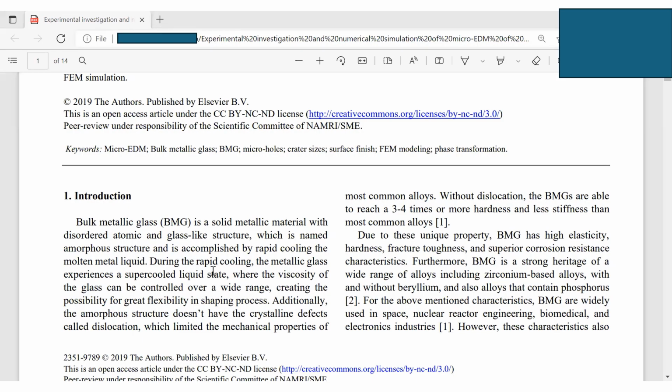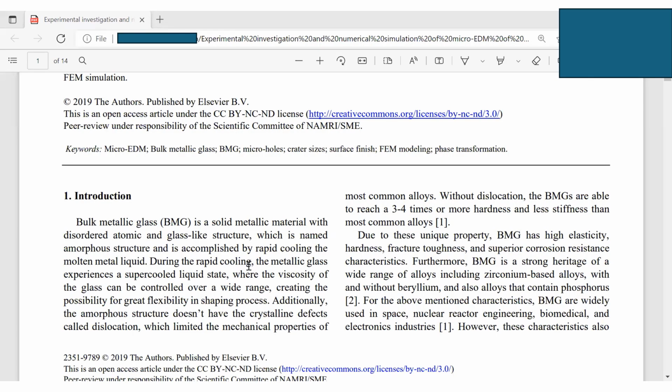So this is amorphous, okay? So this is what metallic glass is, and how metallic glass is obtained. Additionally, the amorphous structure does not have the crystalline defects called dislocations, which limit the mechanical properties of most common alloys. Without dislocations, BMGs are able to reach 3 to 4 times or more hardness and less stiffness than most common alloys. I want you to know this, and I will definitely test your understanding.